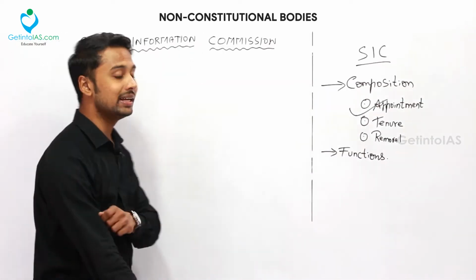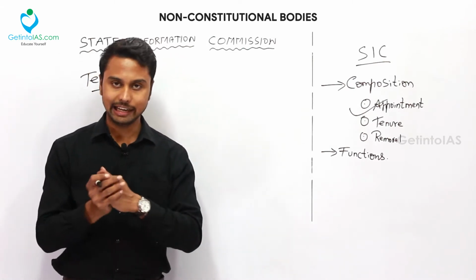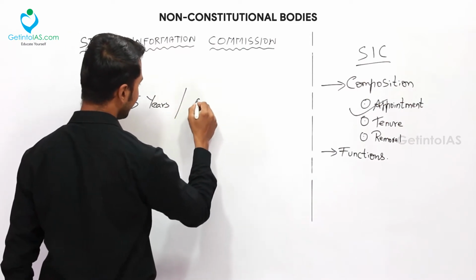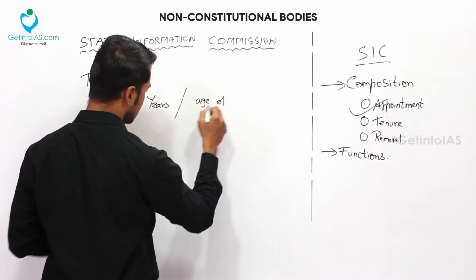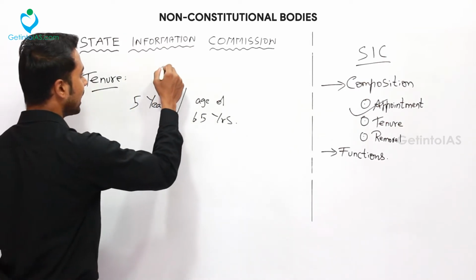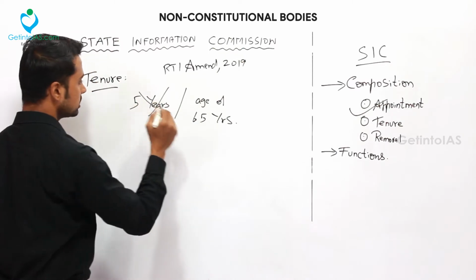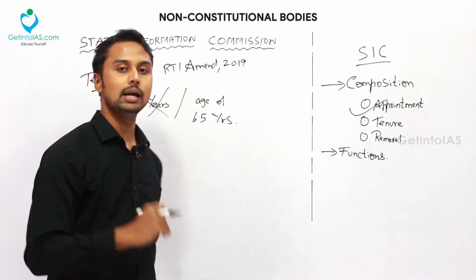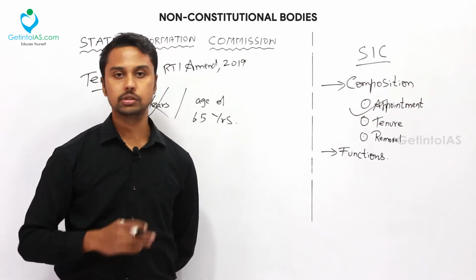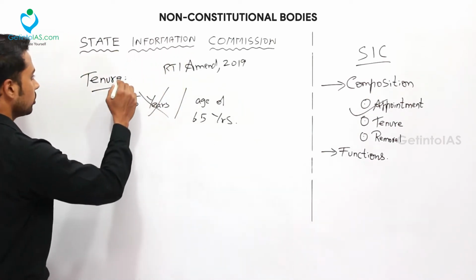Now about the tenure of your State Chief Information Commissioner and State Information Commissioner. The tenure is 5 years or until they attain the age of 65 years, whichever is earlier. But after the RTI Amendment 2019, they have removed this 5 years. So now the tenure is as prescribed by the central government, or until they attain the age of 65. That is the tenure after this amendment.